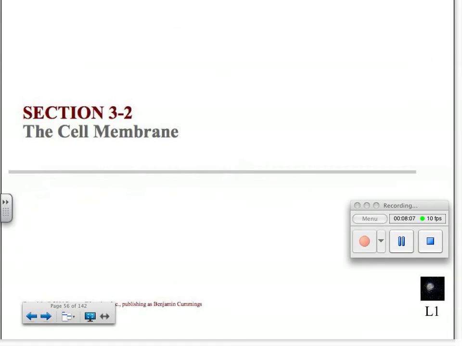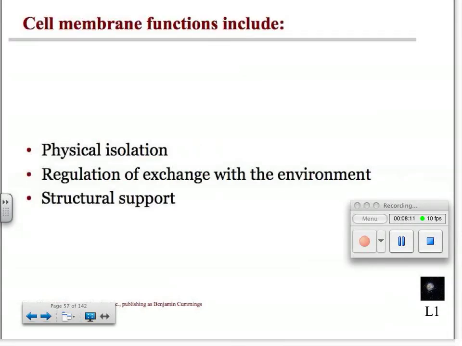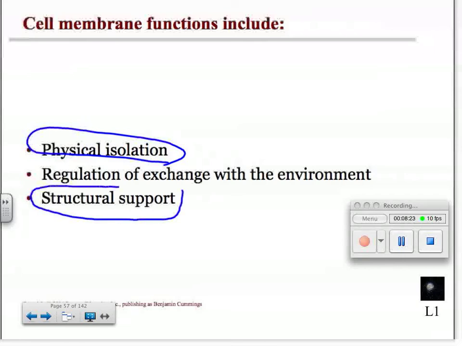The cell membrane. This is totally cool. Basically, what the cell membrane does is it maintains physical isolation, it regulates the exchange with the environment, and it helps with structural support. The cell membrane is the cell. It is the border. It is the guardian. It is the difference between cell and non-cell. Anything that comes into the cell has to come through the membrane. Everything that leaves has to go out of it.